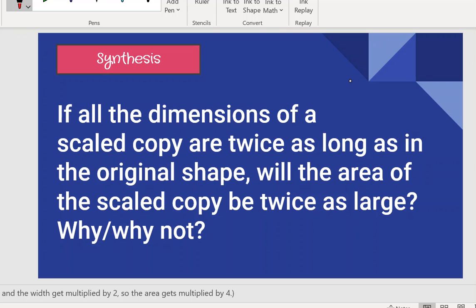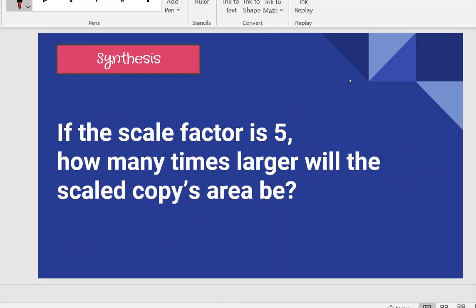So if all the dimensions of a scaled copy are twice as long as in the original shape, will the area of the scaled copy be twice as large? That is not true. Because the sides are twice as long, it's twice as long wide, but it's also twice as long tall. So you are supposed to be squaring that. So twice going one direction, right and left, twice going up and down makes it 2 times 2, which would make the actual scaled copy be 4 times the size, or the area would be 4 times the size.